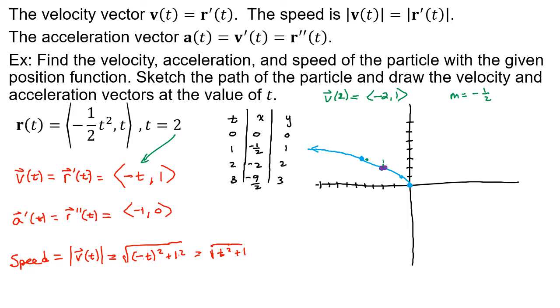And so I end up with a vector, my velocity, going up this way. That should be a straight line, by the way.